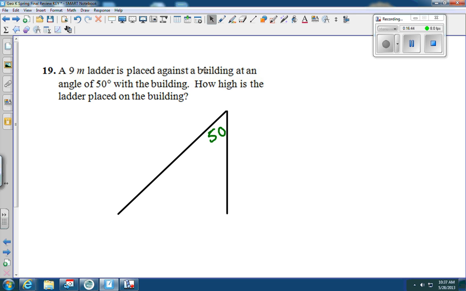How high is the ladder placed on the building? Okay, so this is 9 meters. This is my ladder length. How high is the ladder placed on the building? So that's x. So this is the adjacent and hypotenuse, so that's cosine. So cosine of 50 equals x over 9. So x equals 9 times the cosine of 50, and I get 5.8 meters.